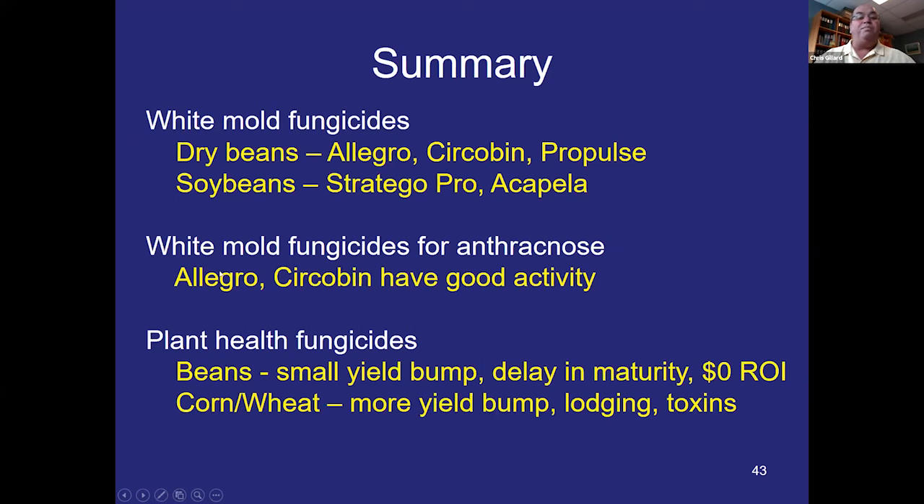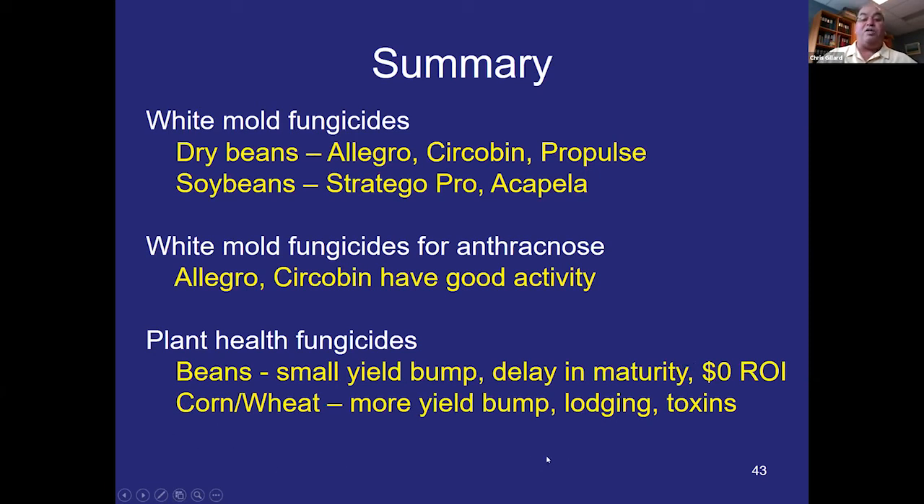For anthracnose fungicides, Allegro and perhaps Cercoban have good activity and should be able to help from the anthracnose point of view, which is a big deal to dry bean growers. For plant health, for beans, really, we're getting a small yield bump and a slight delay in maturity, but we are not getting a return on our investment there. And no one else in the public sector seems to be able to measure that either.